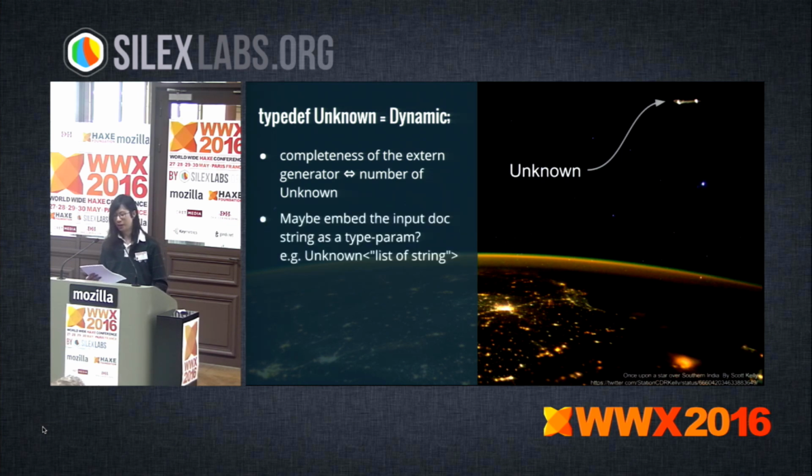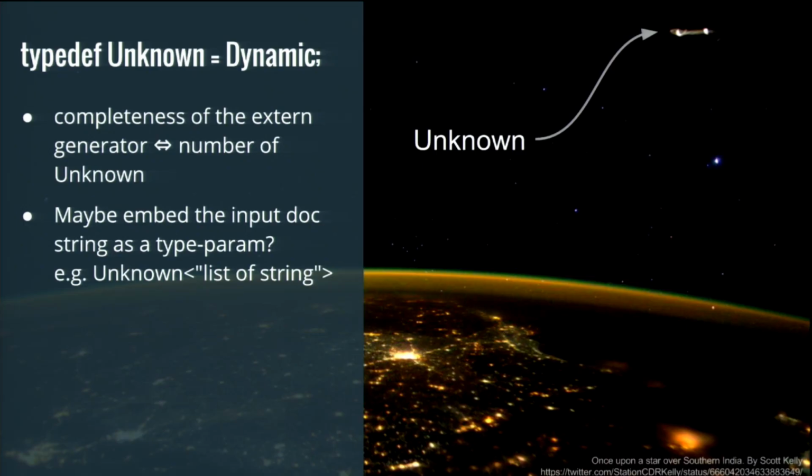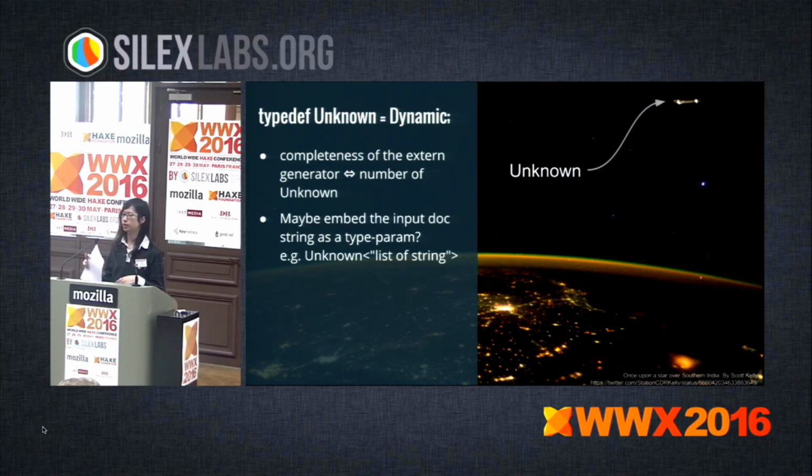Another idea is maybe you can have even more advanced types, maybe using macros in some way, such that you can write Unknown<List<String>>, with the documentation embedded as a type parameter in the Unknown type. In this way, even if the generator doesn't know that it is a list of strings, the user of the generated extern can still figure out the type without looking at the native library's documentation. They can discover the type by just looking at the extern.